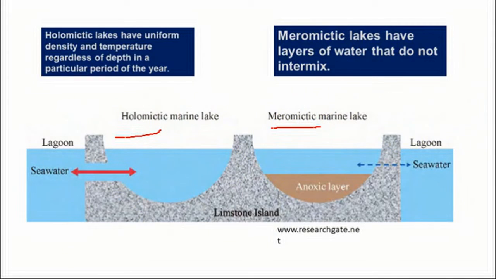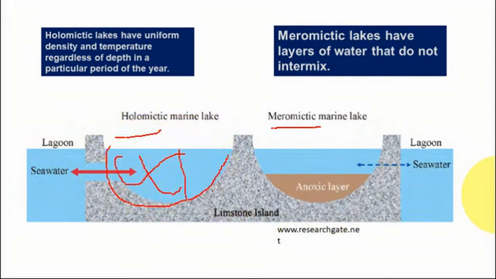What is holomictic? Holomictic lakes have uniform density and temperature regardless of depth in a particular period of the year. So in this lake, at least for a period of the year, the water has a fixed column, meaning there are no layers. This is called a holomictic lake. Holo means homogeneous, making a mixture. Here all the water and all other components are mixed very homogeneously.